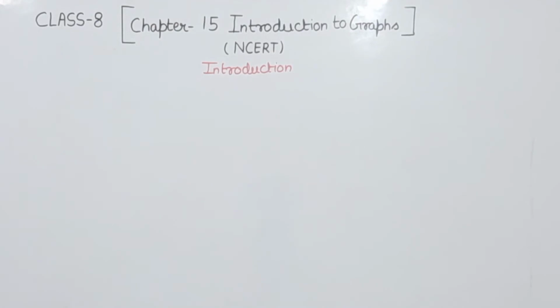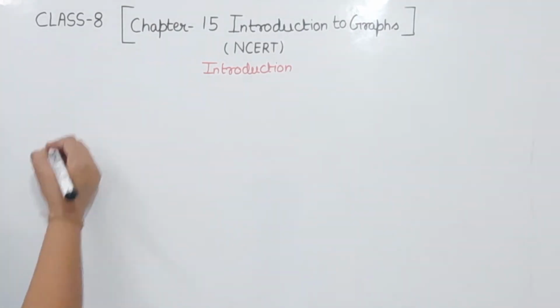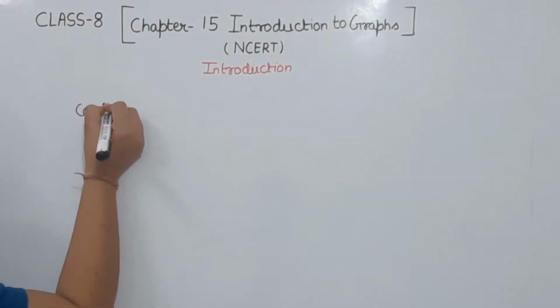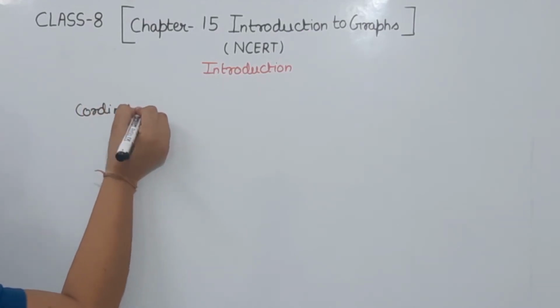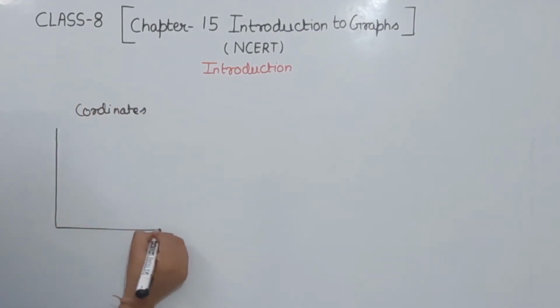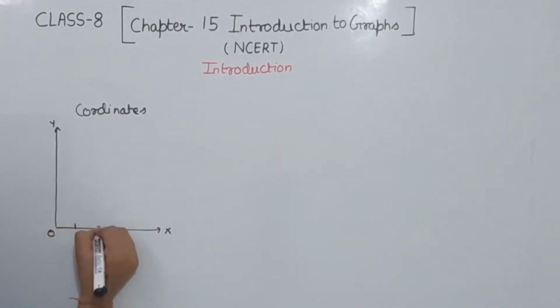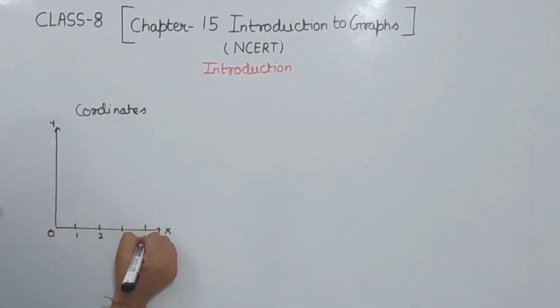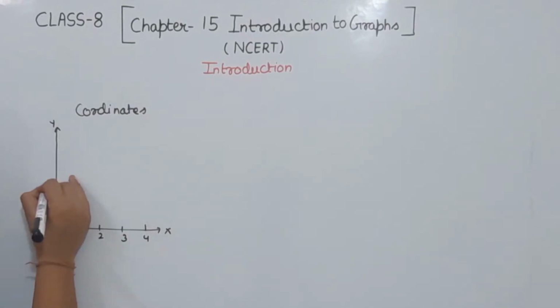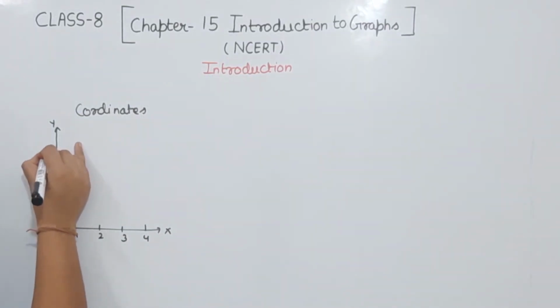Now coming to the next topic. The next topic we have is coordinates. How can we write the coordinates? Suppose this is the graph we have. This is the x-axis and this is the y-axis. This one is 0, then 1, 2, 3 and 4, and on this one also 1, 2, 3 and 4.